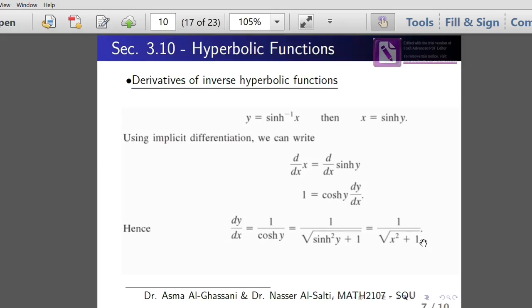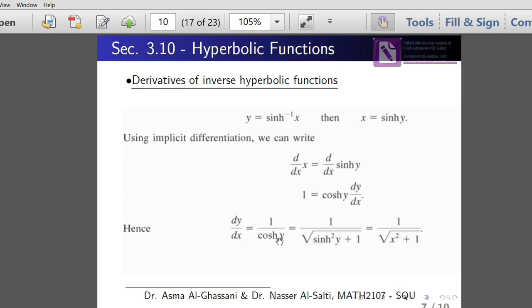So from the beginning, we have y is equal to the inverse of hyperbolic sine, that means x is equal to hyperbolic sine of y. We differentiate both sides with respect to x. Derivative of x will be 1. Derivative of hyperbolic sine will be hyperbolic cosine, and we multiply it by dy over dx. We put dy over dx on one side, so we divide by hyperbolic cosine. We get dy over dx is equal to 1 over hyperbolic cosine of y.